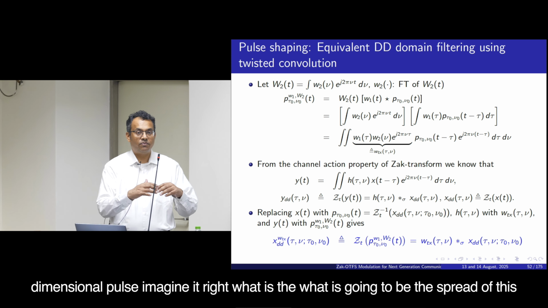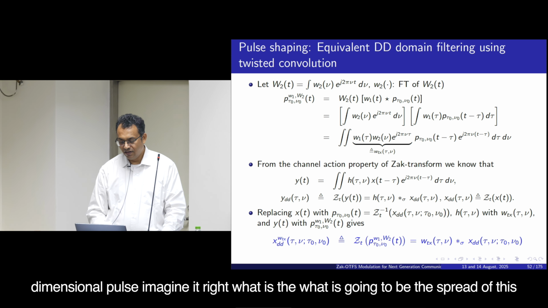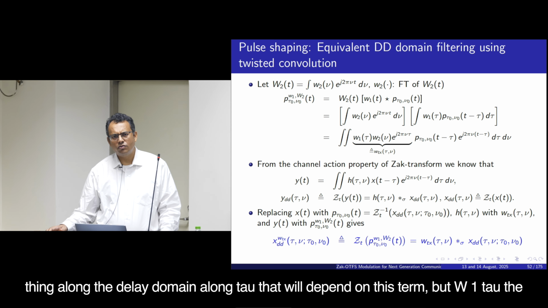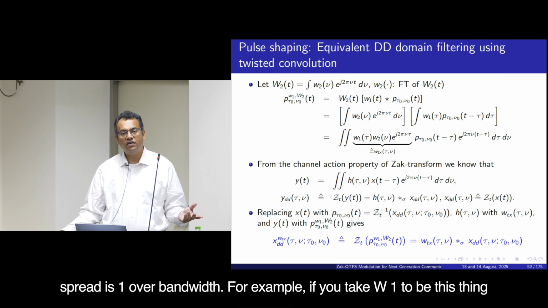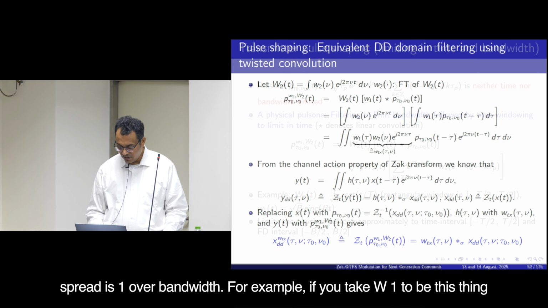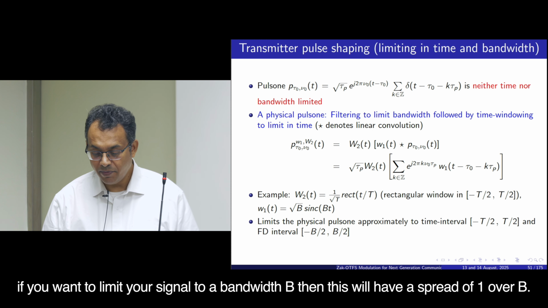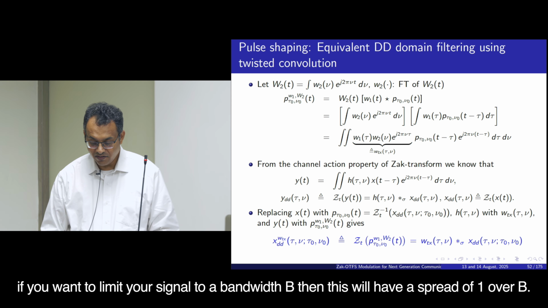It is a two-dimensional pulse, imagine it. What is going to be the spread of this thing along the delay domain, along tau? That will depend on this term. But W1 tau, the spread is 1 over bandwidth. For example, if you want to limit your signal to a bandwidth B, then this will have a spread of 1 over B.